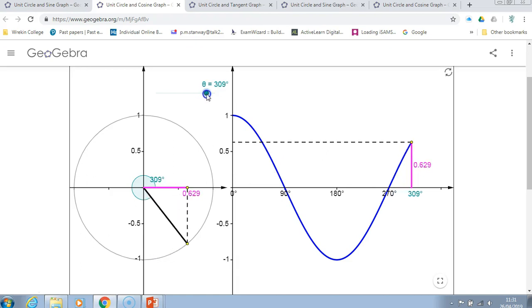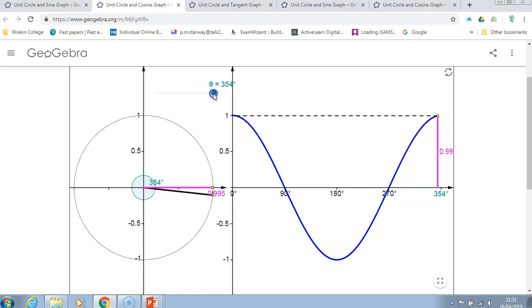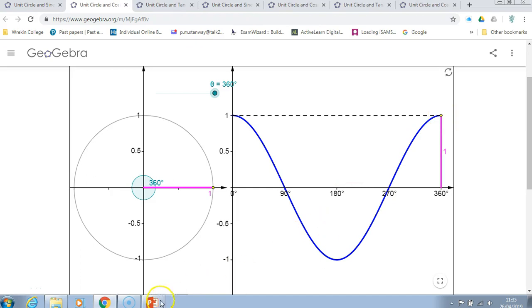As we wind all the way back around, we get to 360. At 360, the adjacent and the hypotenuse are the same length, so we're back to 1. So for our cosine curve, it starts at 1, goes down to 0 at 90, down to -1 at 180, then back up again through 0 at 270, and then back to 1 at 360.